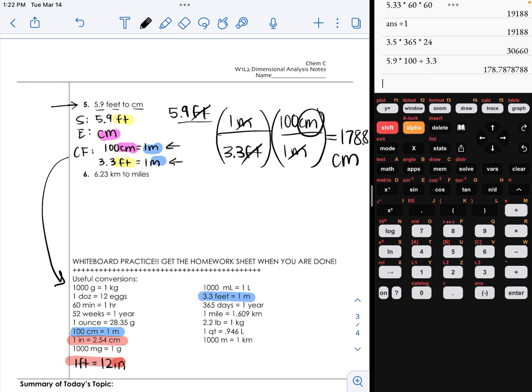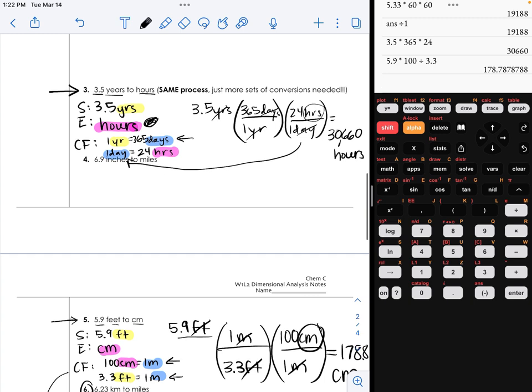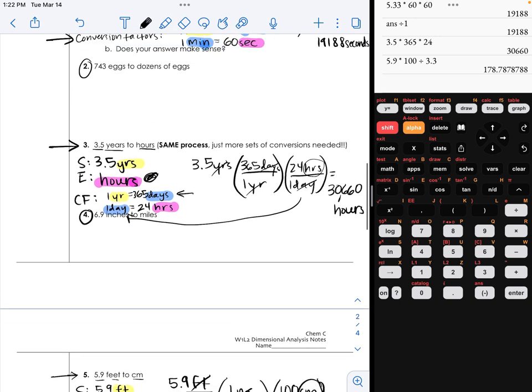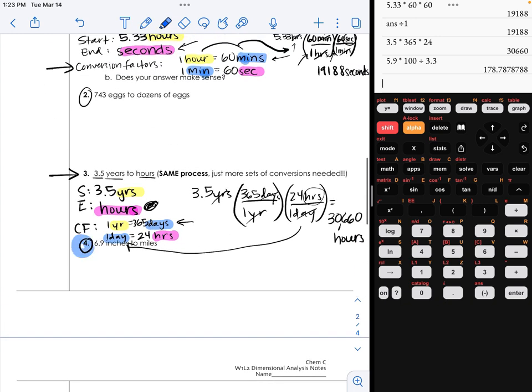If you have any questions, you should send me an email or a Schoology message. I would love to clarify some things. You should go back and try question number 6 and question number 4 and question number 2 on your own. Question number 4 is a challenging one, okay? You might need to use 3, 4, or even 5 conversion factors to get from the start to the end. Good luck. You got it. Let me know if you have questions.